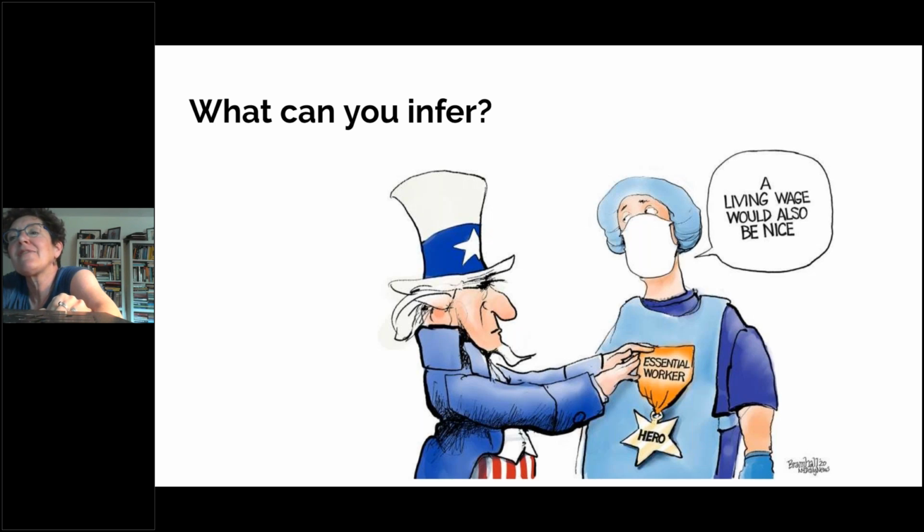Correct. So I think the opinion of the cartoonist is that for people who do some of our hardest, most dangerous work, giving them a medal or thanking them for their work is a good idea. But wouldn't it also be nice if they were able to support their family, if we cared enough to also increase their salaries? Okay, so you can infer that this cartoonist thinks that thanking people is great, but paying them a living wage would be better.